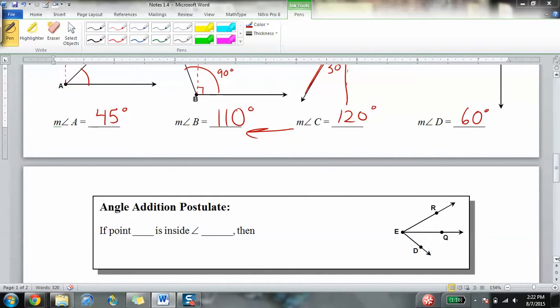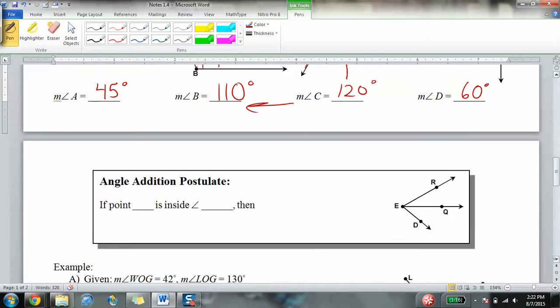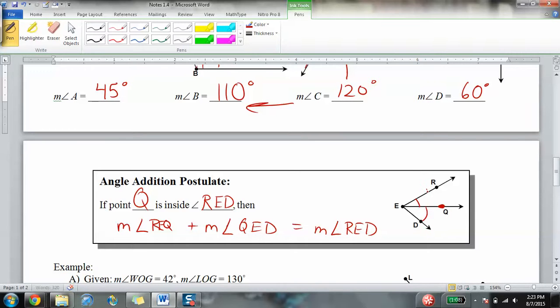So the angle addition postulate, just like the segment addition postulate, is pretty intuitive. Again, a postulate is just something that's very obvious. If point Q, just like on this diagram, is inside angle, we could name this angle in different ways. I'm going to call it angle RED. So if point Q is inside angle RED, then the measure of angle REQ plus the measure of angle QED would be equal to the measure of angle RED. That's basically just saying if this is inside one big angle, then the two pieces equal the whole thing.